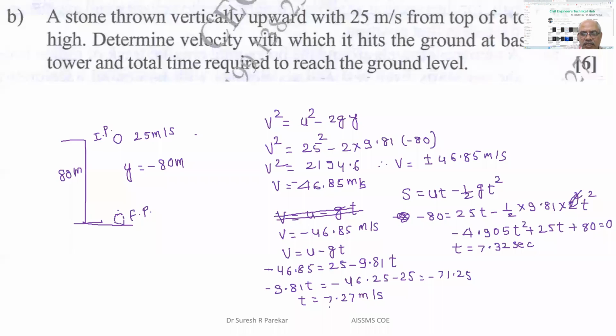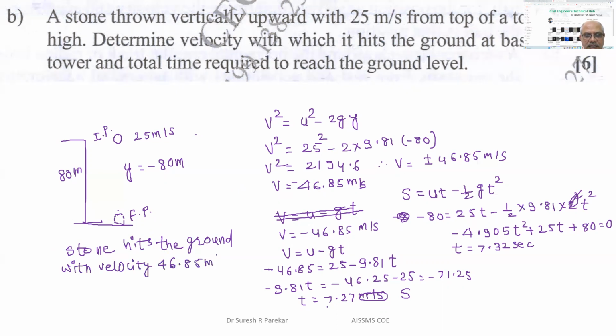So it hits the ground. We have seen these values. So we have 7.27 seconds. Then what will be the answer for it? So we can write here that the stone hits the ground with velocity 46.85 meter per second after 7.27 seconds.